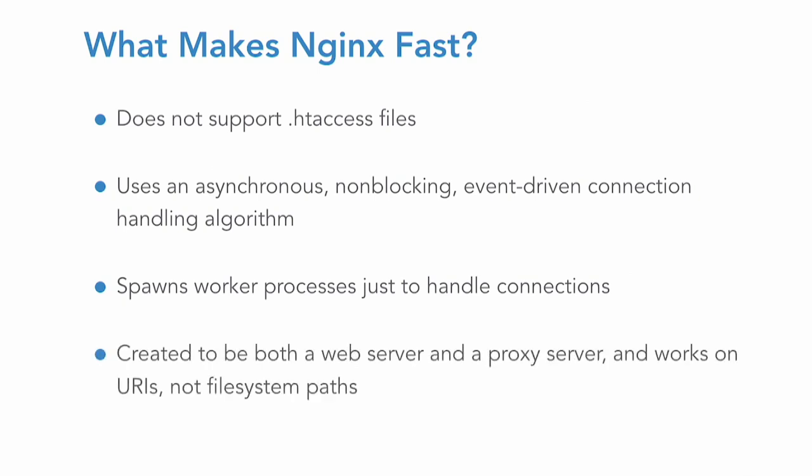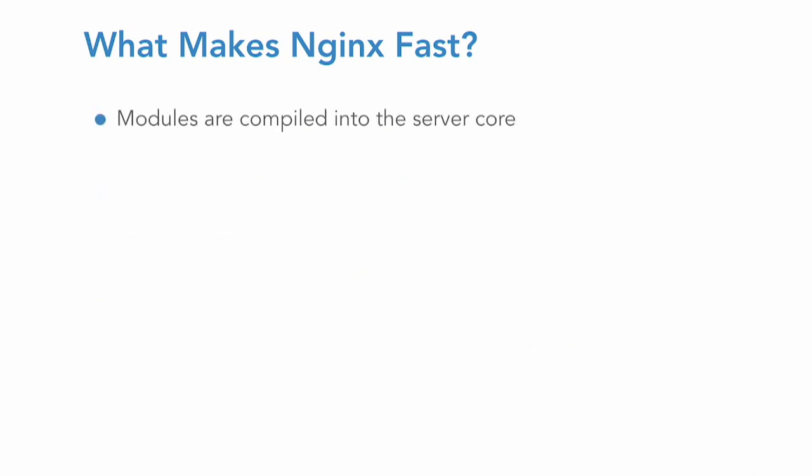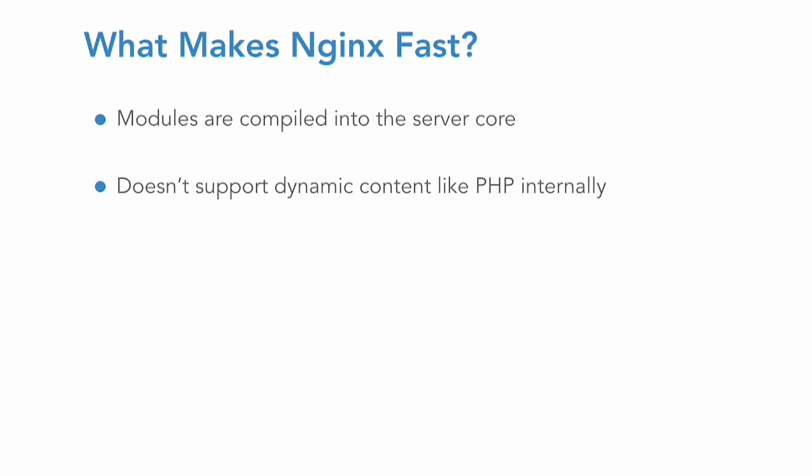Nginx was created to be both a web server and a proxy server. Due to the architecture required for these two roles, it works primarily with uniform resource identifiers, translating to the file system when necessary. Additional modules need to be compiled into the server core and cannot be loaded dynamically. This makes it less flexible than Apache, but more efficient. Nginx doesn't support dynamic content, making it focus on one thing, static content. To serve dynamic content, it has to pass to an external processor for execution and wait for the rendered content to be sent back. This makes it very fast at static content, but not so good at dynamic.